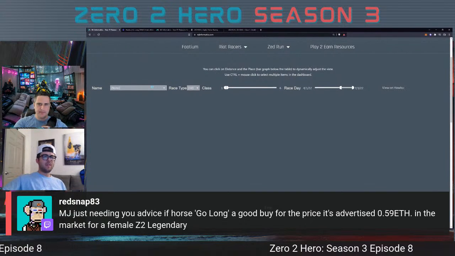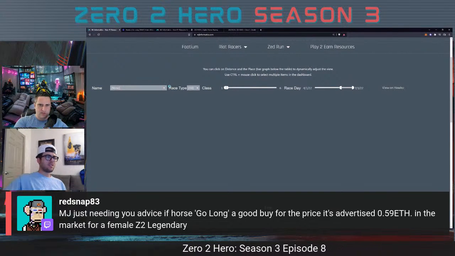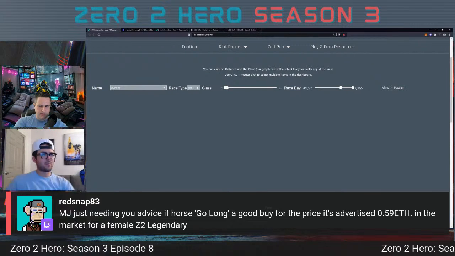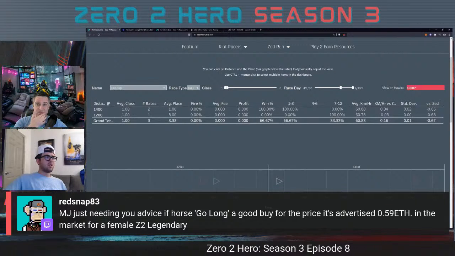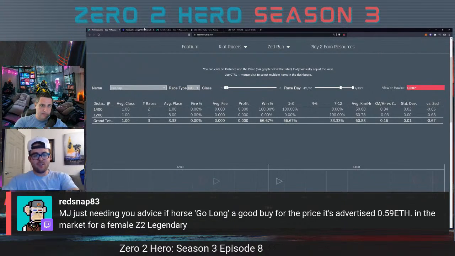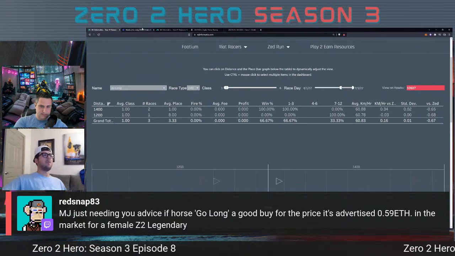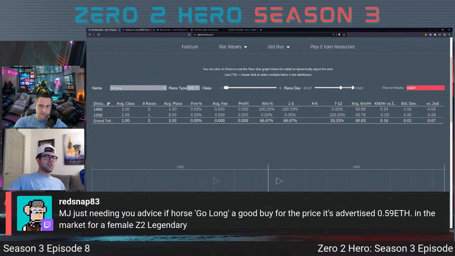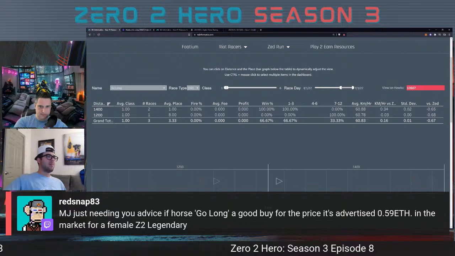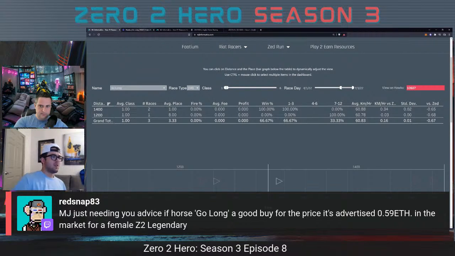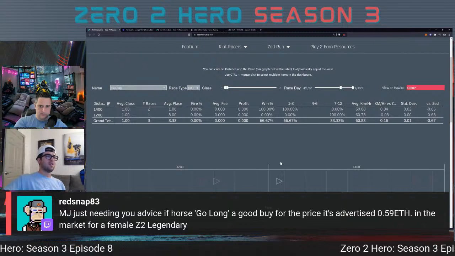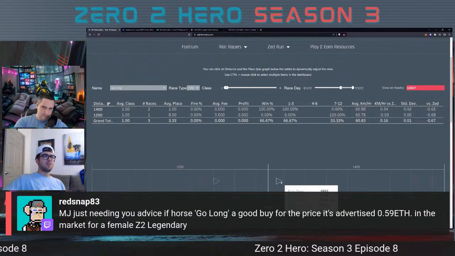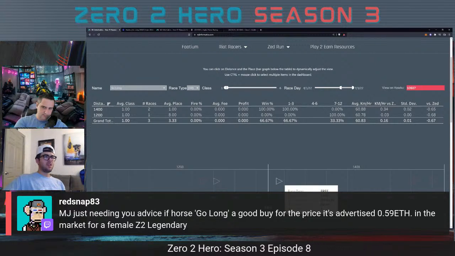Reminds me of Rex Grossman. 0.59, surface level, that feels a little high, but it is a Z2. So maybe not. Considering the stable that it's from, I don't even know if it's priced to sell, where I would definitely make an offer and not want to purchase it at that price. It's light. I like the horse. That's a steep price to pay no matter what.